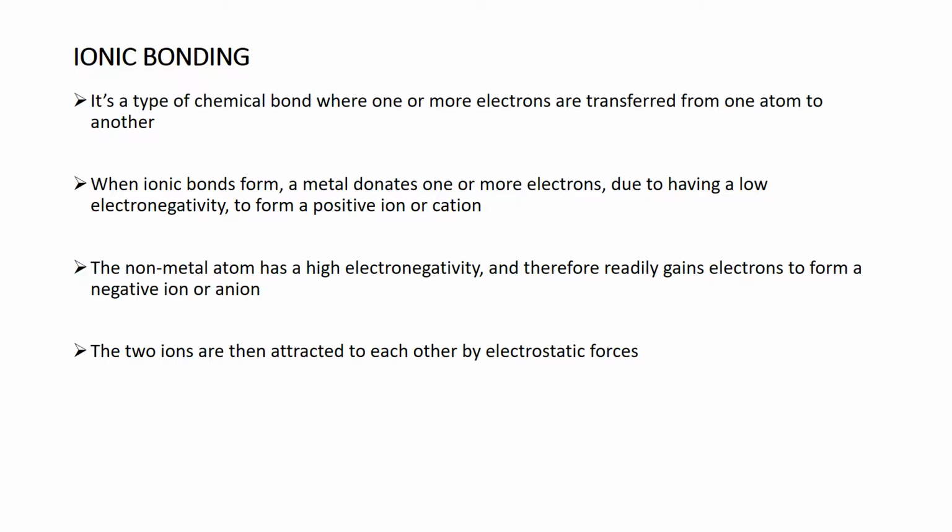The non-metal ion has a high electronegativity. Non-metal elements are found on the right side of the periodic table, and they tend to gain electrons to form negative ions or anions. The two ions are then attracted to each other by electrostatic forces. So nonmetals and metals are attracted by electrostatic forces and they form the ionic bond, since the one loses electrons and the other gains electrons.